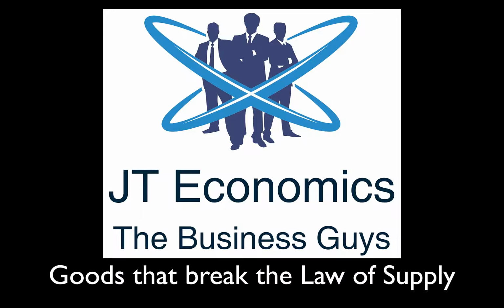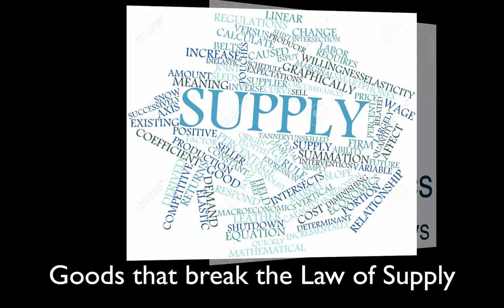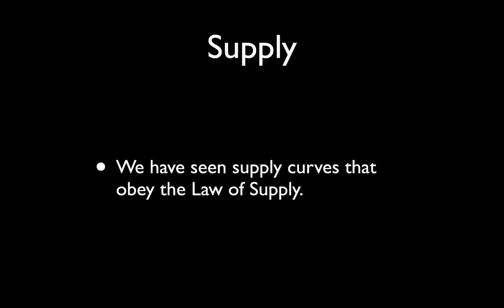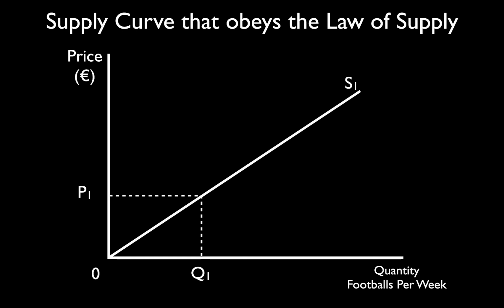Okay, so in the previous two videos, we introduced the idea of supply, supply curve, supply schedule, and law of supply. Now, what we're going to do is look at goods that break the law of supply. So what we should do is look at the supply curves for goods that obey the law of supply. So what is the law of supply?